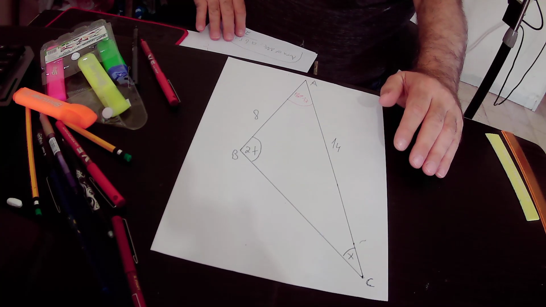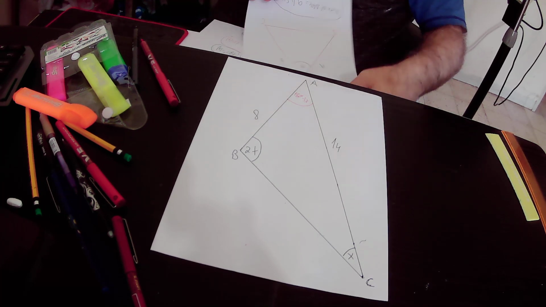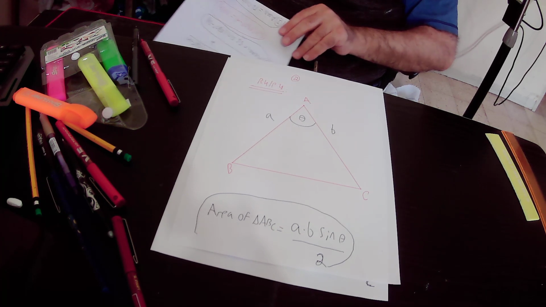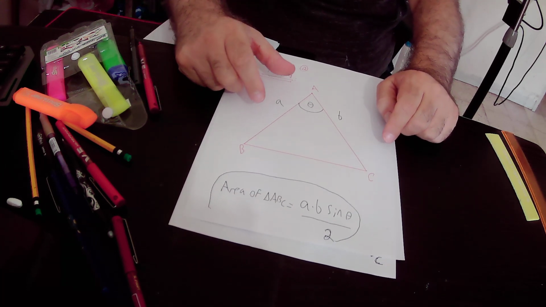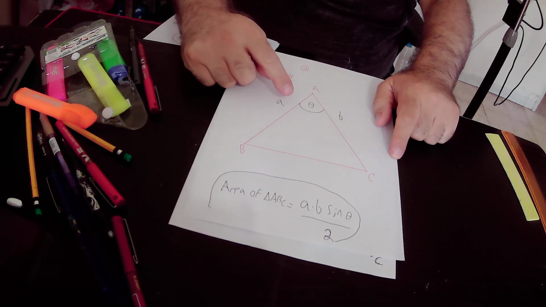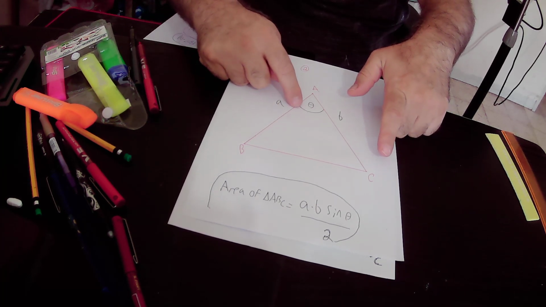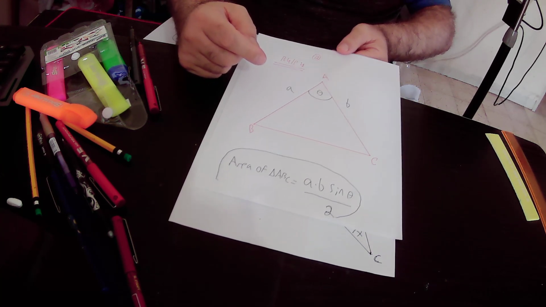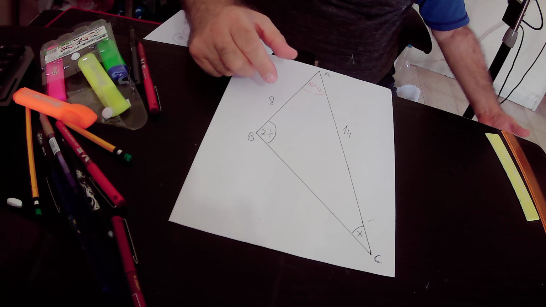And then I presented to you rule number 4, that is a new formula for the area of any triangle. According to the new formula, the area of any triangle equals A times B times sine theta over 2. So we can calculate the area of our triangle ABC according to this formula.